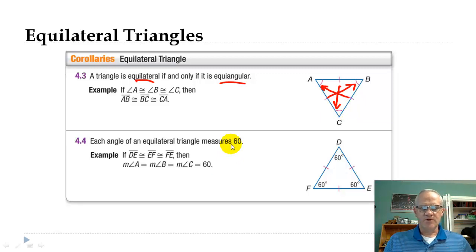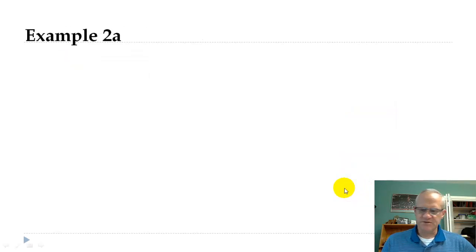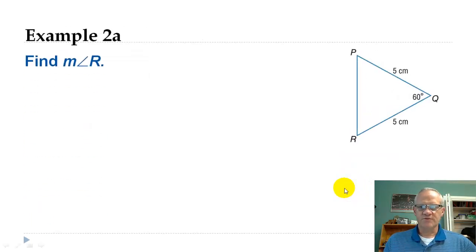And then likewise down here it says that each angle of an equilateral triangle measures 60. And so what we just talked about is if you have an equilateral triangle, all the angles have to be equal. And if all the angles are equal, and there are 180 degrees in a triangle, then you just divide 180 by 3, and so you get 60 in each one of those. Okay, kind of makes sense, right? Let's look at a few examples.